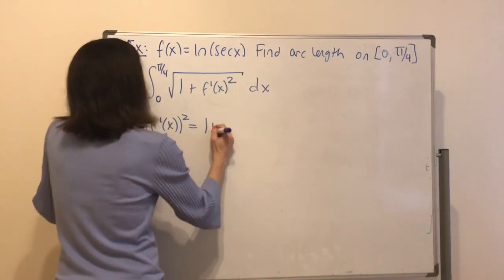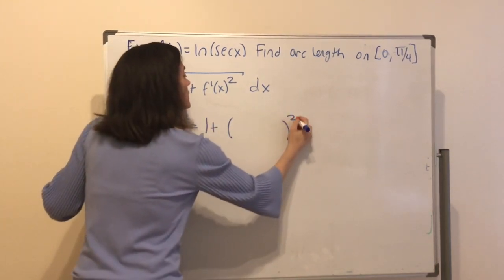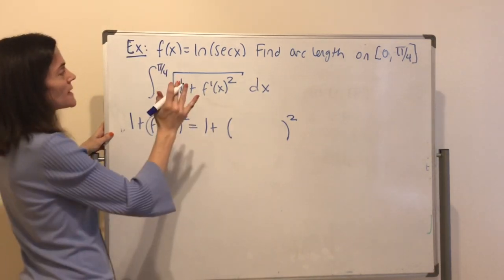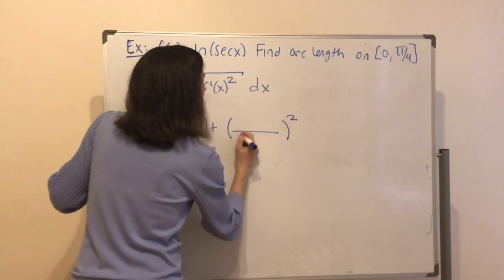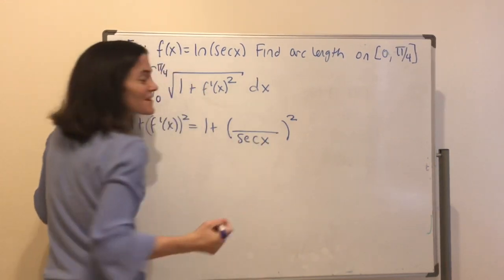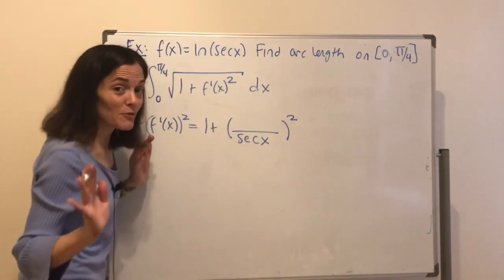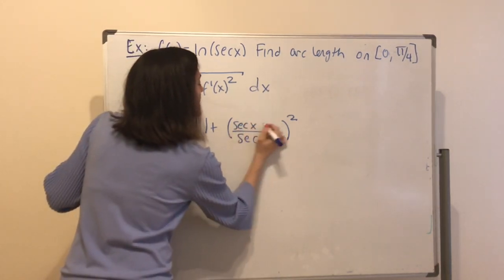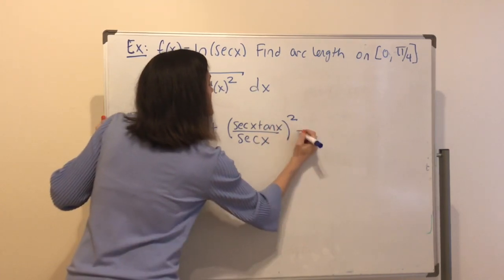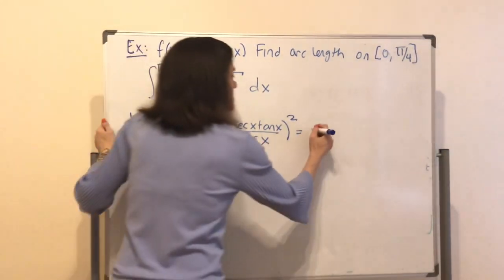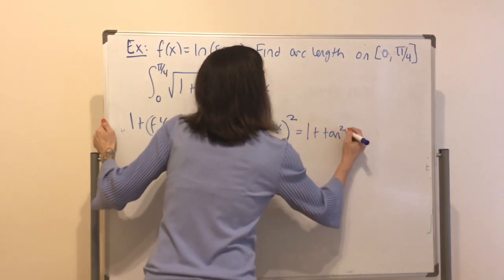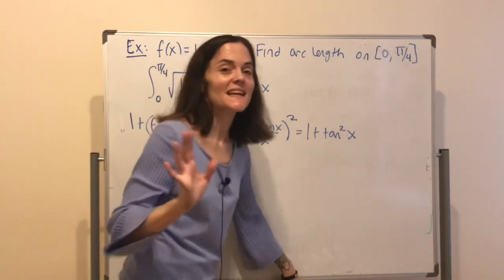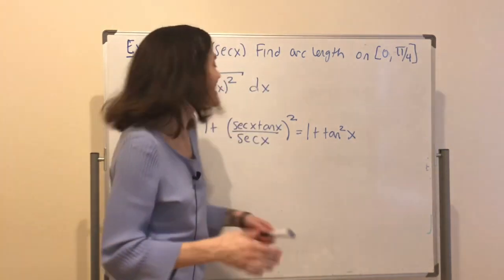Okay, so this is a chain rule. The inside function is the secant. When we take the derivative, we get 1 over the secant, and then the derivative of secant, I hope you remember, secant tangent. So this is secant x tangent x. Okay? Well, the secants cancel and we get 1 plus the tangent squared of x. I want to simplify this before I take a square root so that I'm able to integrate.